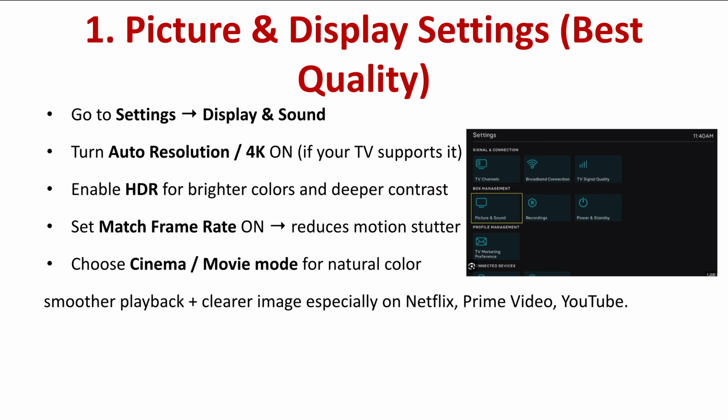So, picture and display settings. Go to settings, then display and sound. Turn auto resolution or 4K on. Enable HDR for brighter colors and deeper contrast. Set match frame rate on. Choose cinema or movie mode for natural colors. Smoother playback plus clearer image, especially on Netflix, Prime Video and YouTube.